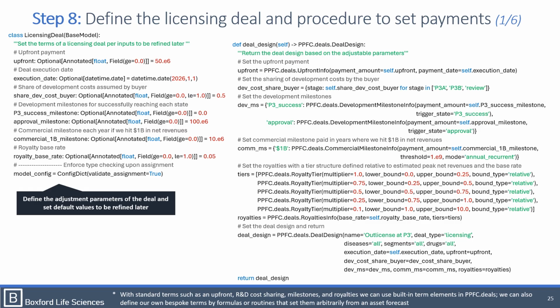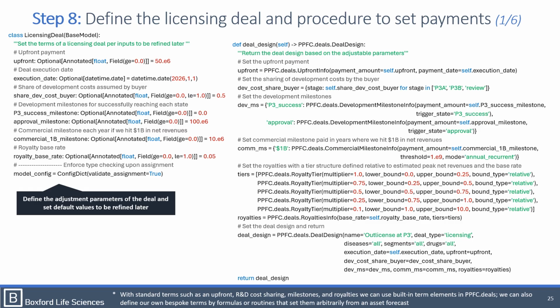What we need to do is we need to take those numerical inputs, and just like we did before, map those numerical values into a language that PPFC can use to construct the structure of the deal and simulate it. And we use this deal design method for that. What we do is we set and we use a number of different templates, first to define an upfront payment of this payment amount at the execution date of the deal. We're going to define that there's going to be a sharing of the trial costs and the review costs of the specified share that the buyer is going to assume. We set development milestones for phase 3 success and approval that are going to be triggered by the success of the appropriate state.